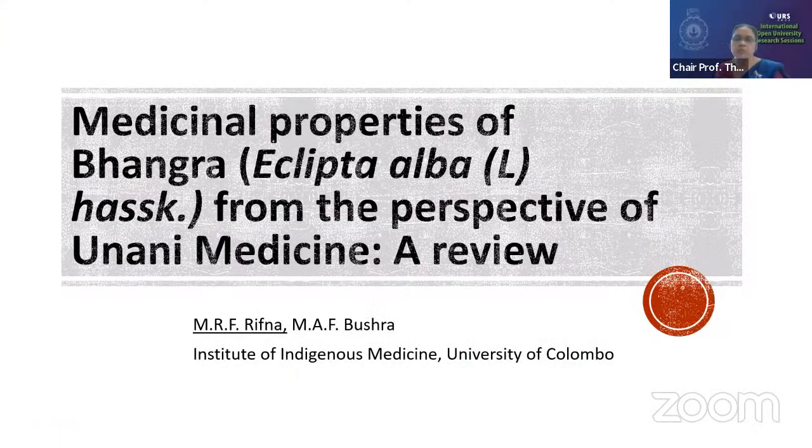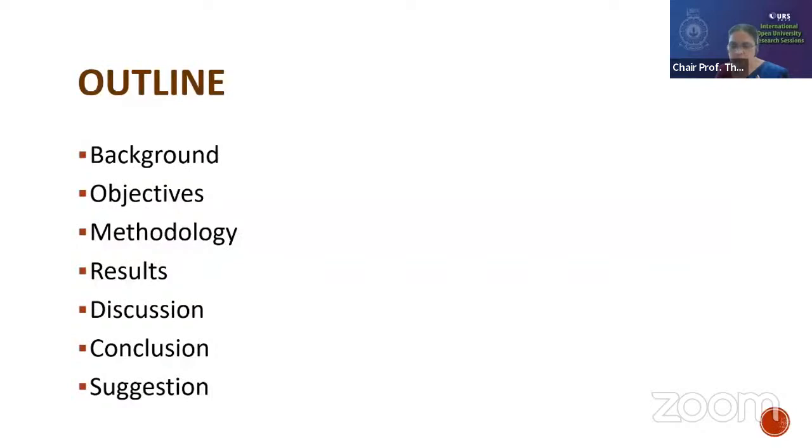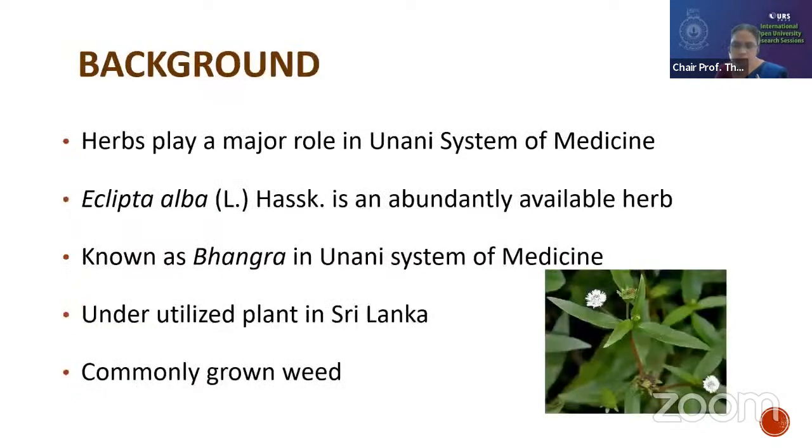Good morning, all of you. I am Rifna from the Institute of Indigenous Medicine, University of Colombo. It gives me immense pleasure in presenting the review on medicinal properties of Bhangra, Eclipta alba, from the perspective of Unani medicine. This is the outline of my presentation. The Unani system of medicine comprises 4 different modes of treatment: pharmacotherapy, dietotherapy, regimenal therapy, and surgical therapy. Out of this, pharmacotherapy plays a major role, which mainly includes the use of herbs for the treatment modalities.